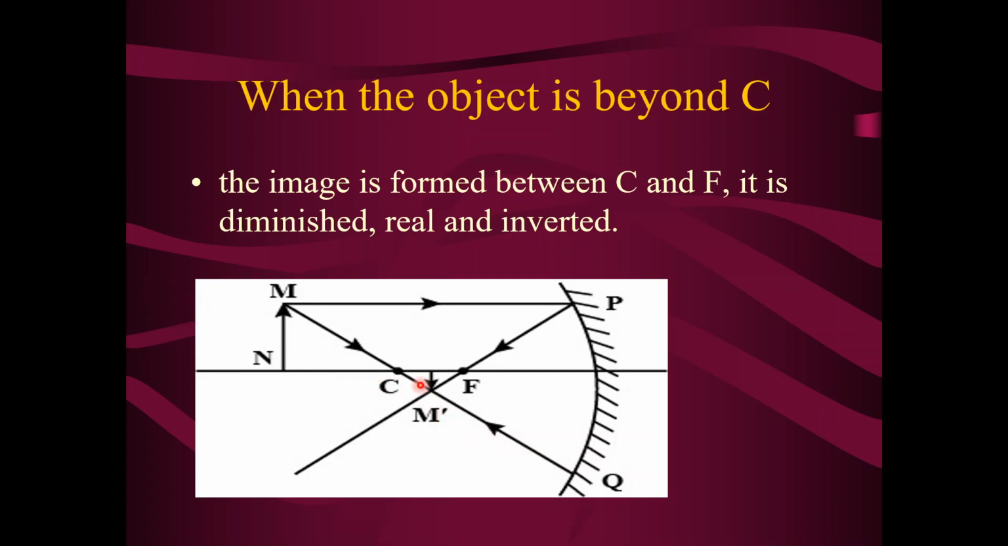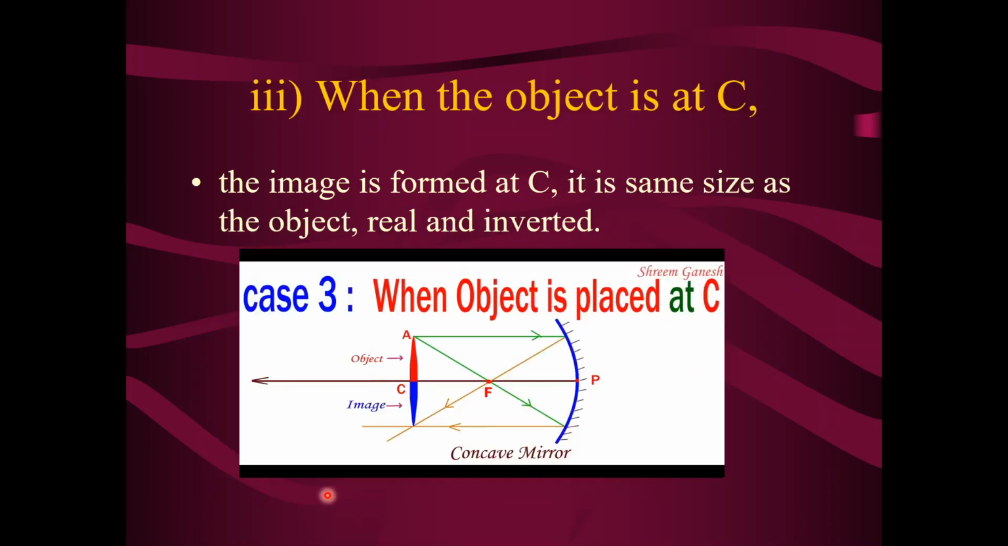ये कहाँ मीट होती दिख रही है आपको? दो रे, ये दोनों रे मीट हो रही है between F and C. So the image is formed somewhere between F and C. What is the size of the image? Small size image. Real and inverted. Since the rays are meeting, real है, inverted है और size छोटा है. Next is when the object is at C.